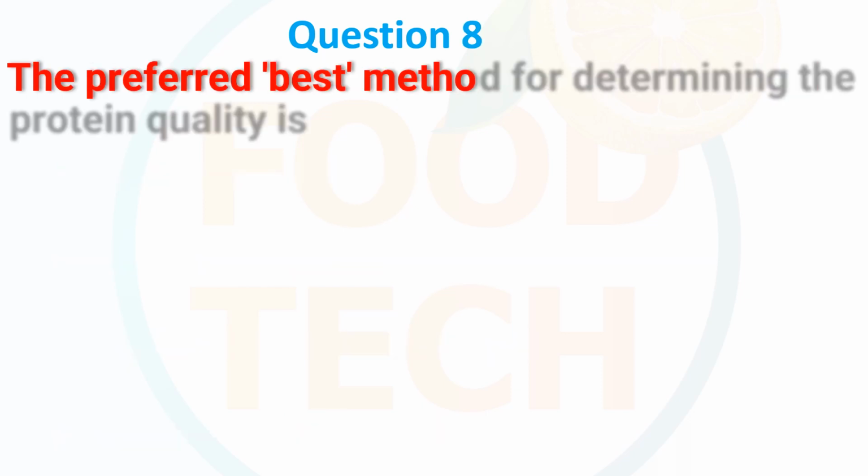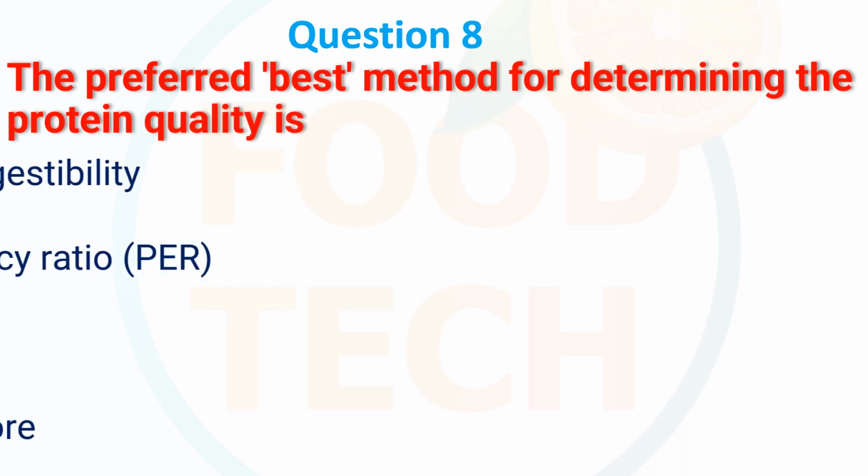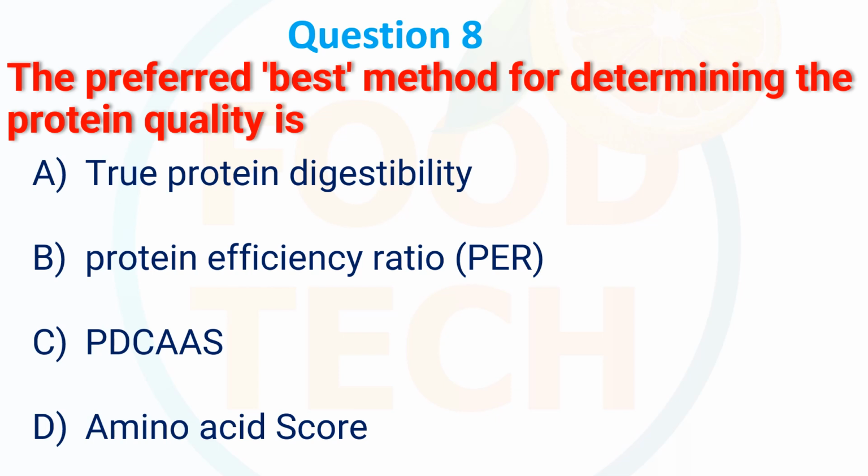The preferred best method for determining protein quality is: A. True protein digestibility, B. Protein efficiency ratio, C. PDCAAS, D. Amino acid score. The answer is C. Protein digestibility corrected amino acid score.